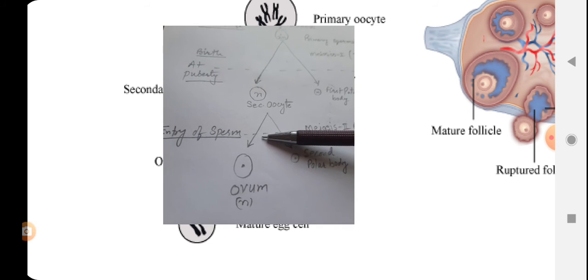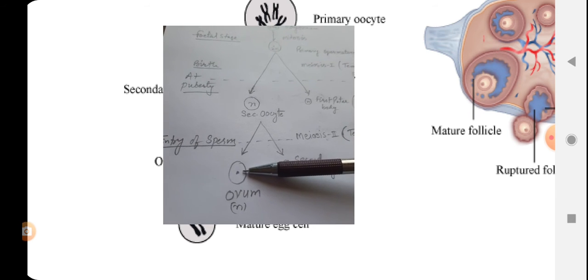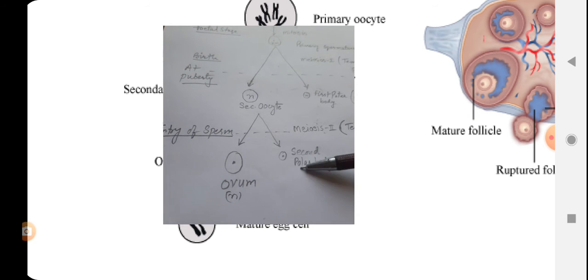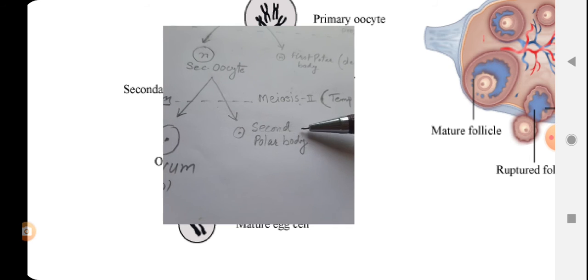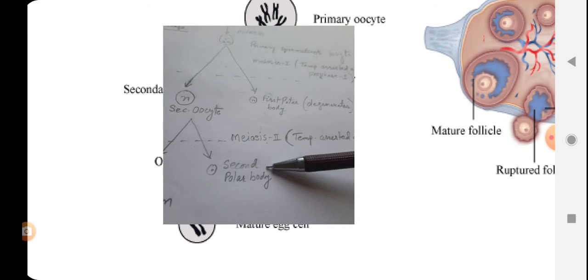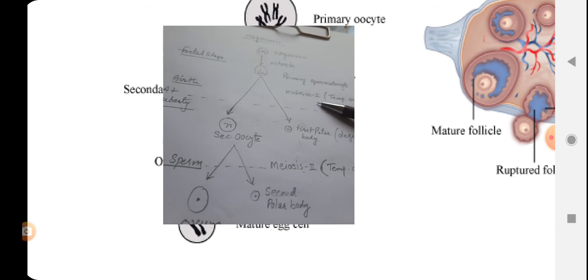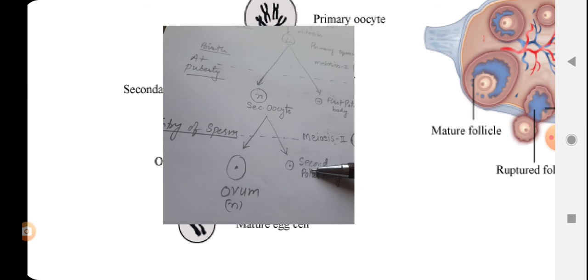At that time, after entry of the sperm nucleus, the final meiosis 2 is completed, and the ovum and the second polar body are formed, which also gets degenerated. So these are the divisions. Two times the meiosis gets arrested, first at the primary oocyte stage and second at the secondary oocyte stage.